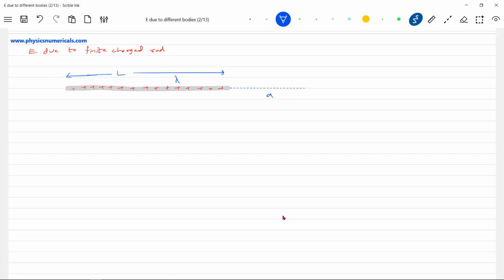Rod it is. What it is made up of? What I do is take a non-conducting cotton thread. I'll dip this cotton thread in a charged liquid, and the liquid will get deposited along the length of the thread, and that will become a line charge.